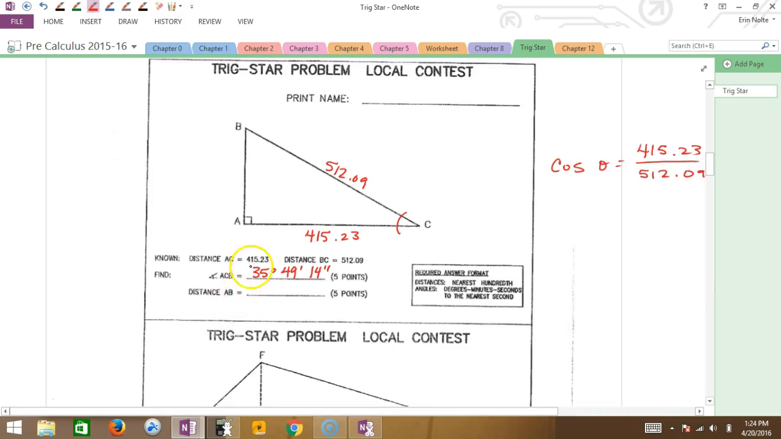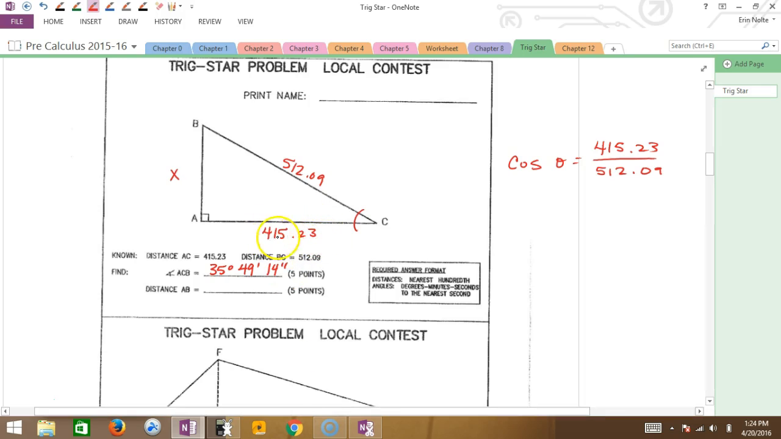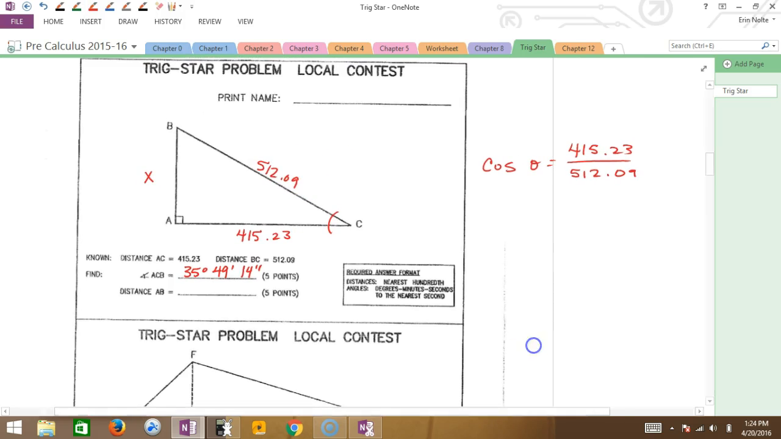Let's say we were going to find the distance of AB. I do realize that we should probably just do 415.23 squared plus x squared equals 512 squared. But let's say that we were going to use this angle and find it. Let's pretend for a second we didn't know the hypotenuse, and we just had this adjacent. Let's do the tangent of our angle that we just found, 35 degrees, 49 minutes, 14 seconds. This is going to help you for typing in later on. It's going to give me x over 415.23.